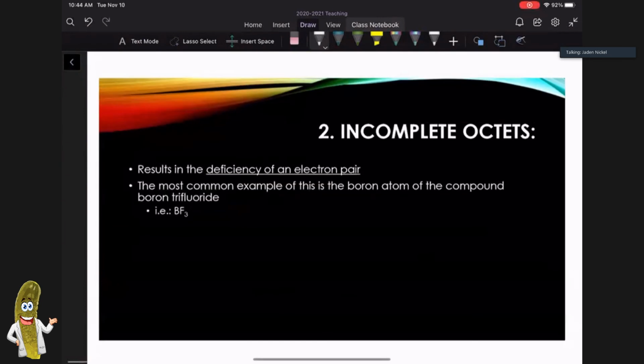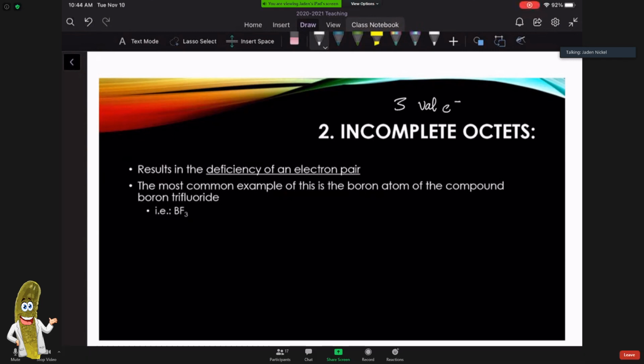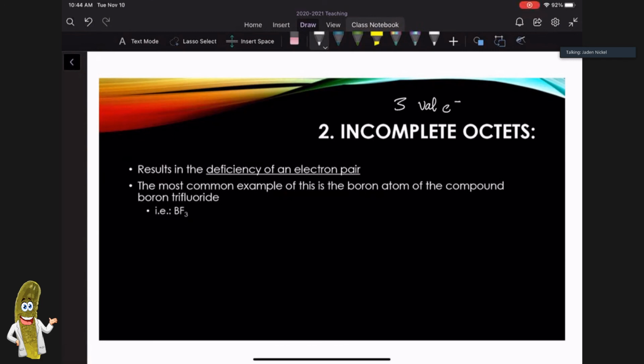Ones that can form incomplete octets. This is usually the 3 valence electrons. If you look at your periodic table, boron is the only non-metal that has a valence number of 3. And so it's the only one that'll actually end up doing this because it's the only one that can form a molecular compound. So this is basically the only molecule where you'll see this, and it's boron trifluoride.